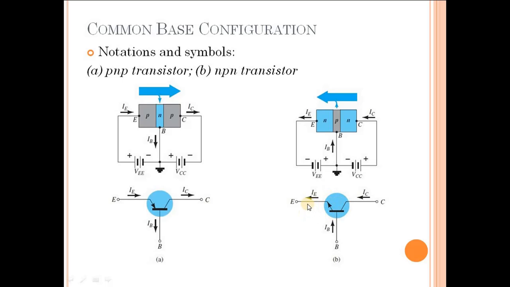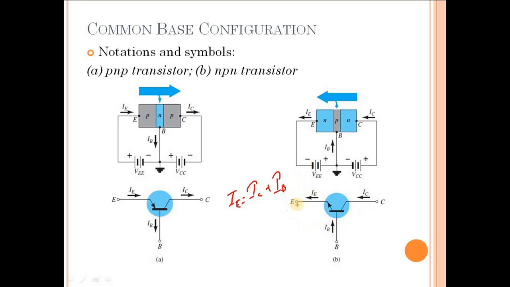So if IE is coming outwards, by Kirchhoff's current law, which is true for all BJTs, IE is equal to IC plus IB. So if IE is coming outwards, IC and IB should be incoming to the BJT, which is treated as a node. So IB is in this direction and IC is in this direction. Once we are very sure about the directions of IE, IC and IB, I can easily fix the direction, or you can say polarity, of the DC power supplies.